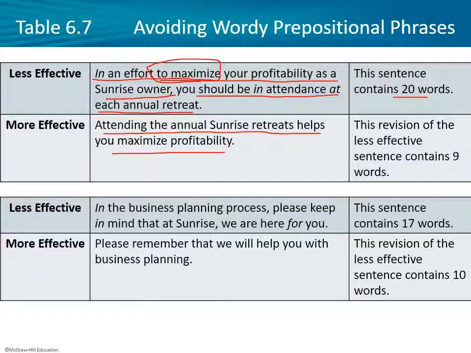Let's look at the second example here. This is the ineffective example. In the business planning process, please keep in mind that at Sunrise, we are here for you. Just kind of emphasizing those prepositional phrases there. 17 words is what that weighs in at. Let's look at the more effective one. They basically cut 7 words from it. Please remember that we will help you with business planning.